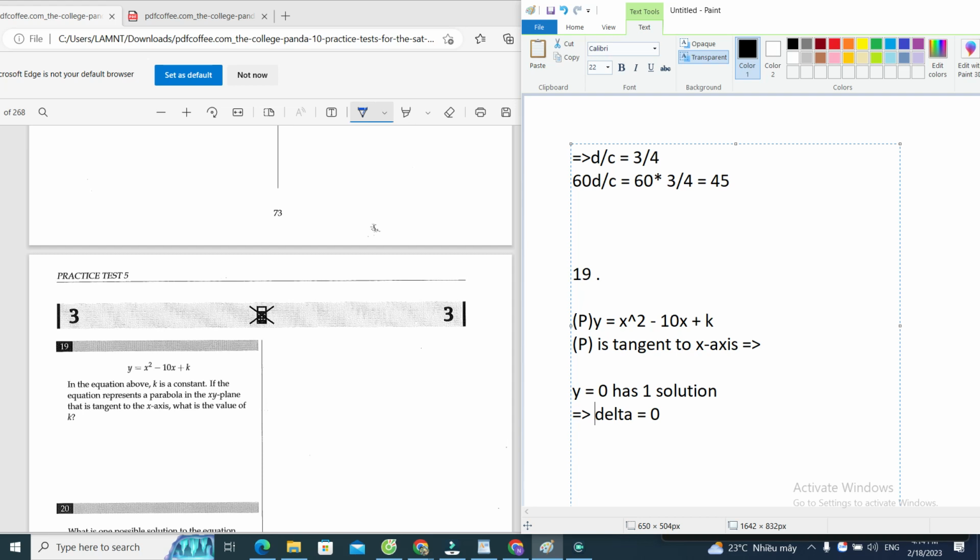Because the parabola is tangent to the x-axis, y equals 0 has one solution, which means that delta is equal to 0. So b squared, which is minus 10 squared, minus 4 times a, which is 1, times c, which is k, is equal to 0. So 100 minus 4k is equal to 0. So k is 25.